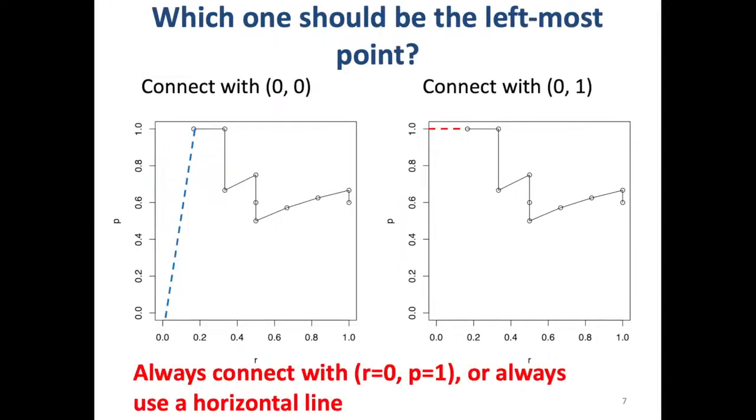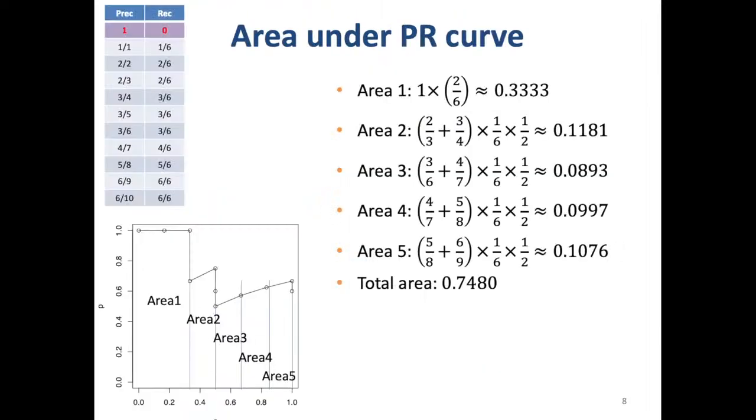So you have two choices, two obvious choices. One is you probably could always connect to 0 and 0. Or you could always connect to 0 and 1. Okay, so we will decide the value later. But let's look at another. If we connect with this 1 and 0, then this is area. You could compute the area under this PR curve. Okay, so in this case, the total area will be this much.